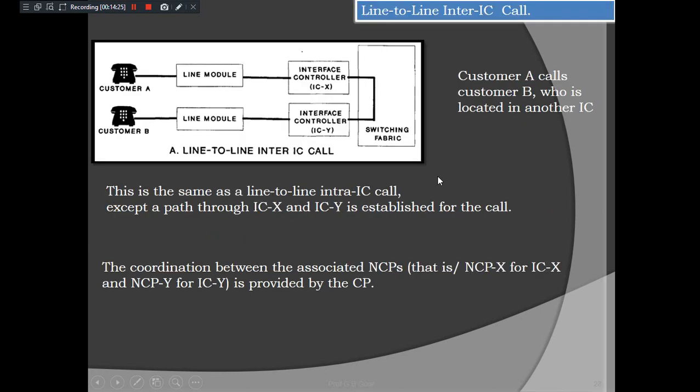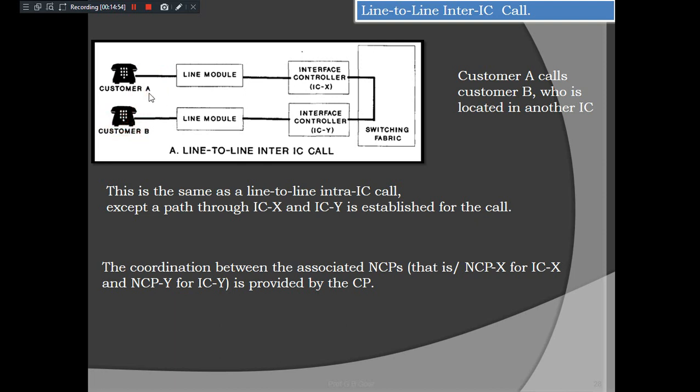So next we will get the line to line inter IC call. Here you can see some structural differences in the block diagram compared to the previous two. Listen here carefully. This is line to line inter IC, not intra, it is inter IC. Once again we will assume that customer A wants to make the call request and customer B is the destination number.